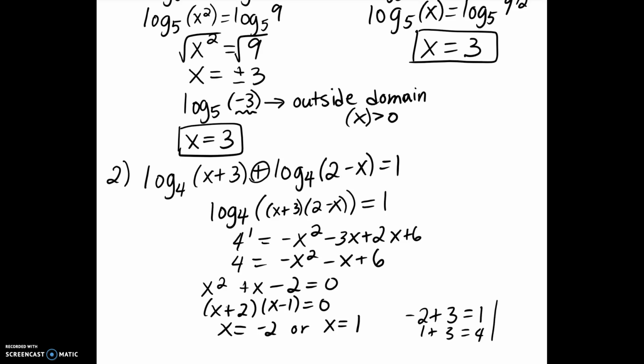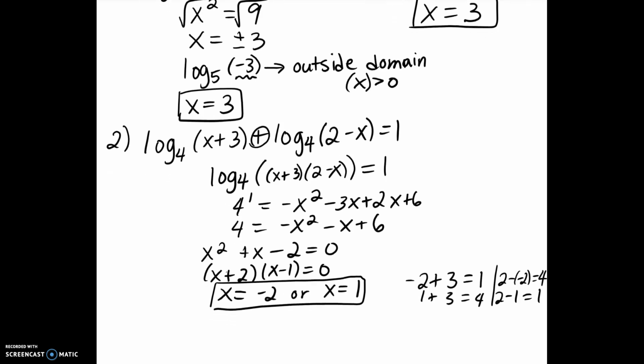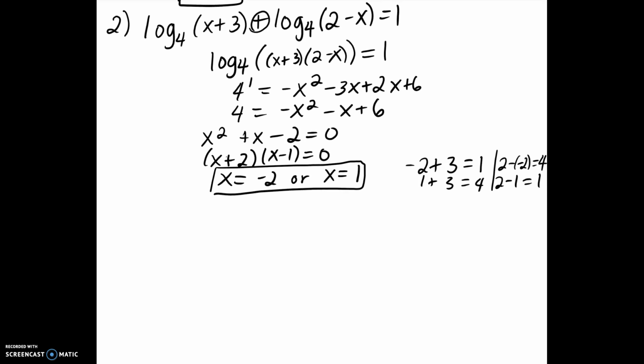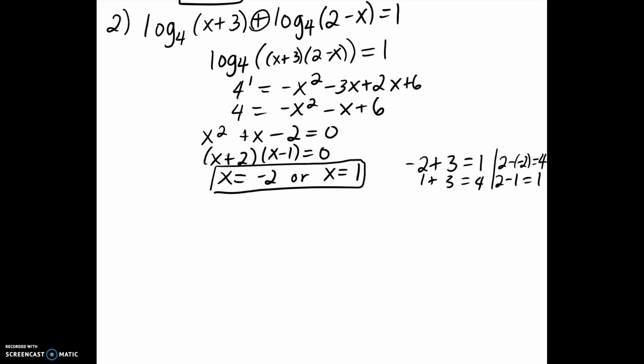And really, I probably should also check the other side. 2 minus negative 2, that's going to give me 4. 2 minus 1 gives me 1. So it gives me the same 2 answers, just in a different format. So both of these do work when I check them. Very important to do when you're looking at a log equation, to always check your final answers.